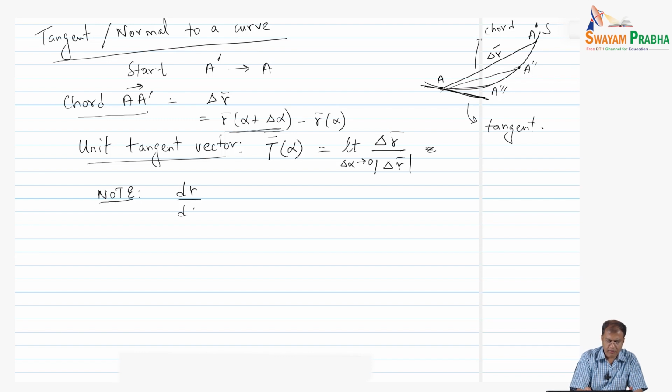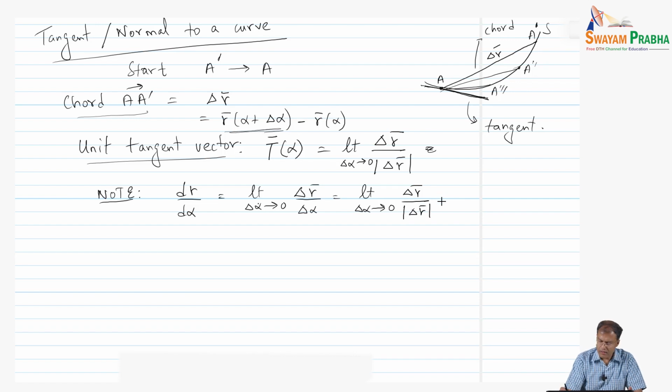that dR d alpha. What is dR d alpha? So dR d alpha is limit delta alpha going to 0 of delta R by delta alpha, right? Alpha is the scalar argument and R is the position vector. The change in position vector is also equal to limit delta alpha going to 0 of magnitude of delta R times delta R by magnitude of delta R times delta R by delta alpha. So what have I done? I have introduced magnitude of delta R in the denominator and in the numerator.